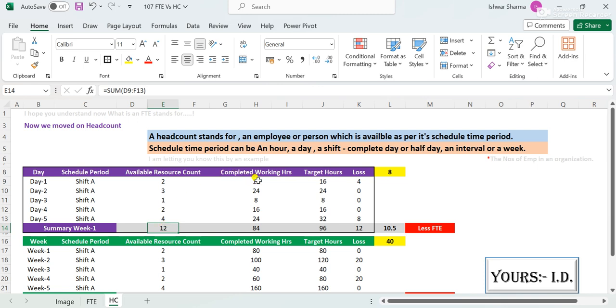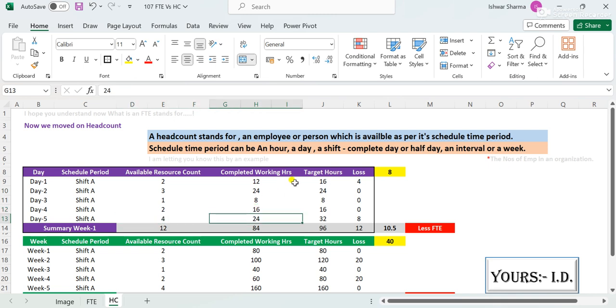Now, what working hours have they completed? Here there were two employees, and per employee the target is 8 hours to be completed, and they completed 12 hours. Here three employees completed 24 hours. One employee completed 8 hours. Two employees completed 16 hours. And four employees completed 24 hours.